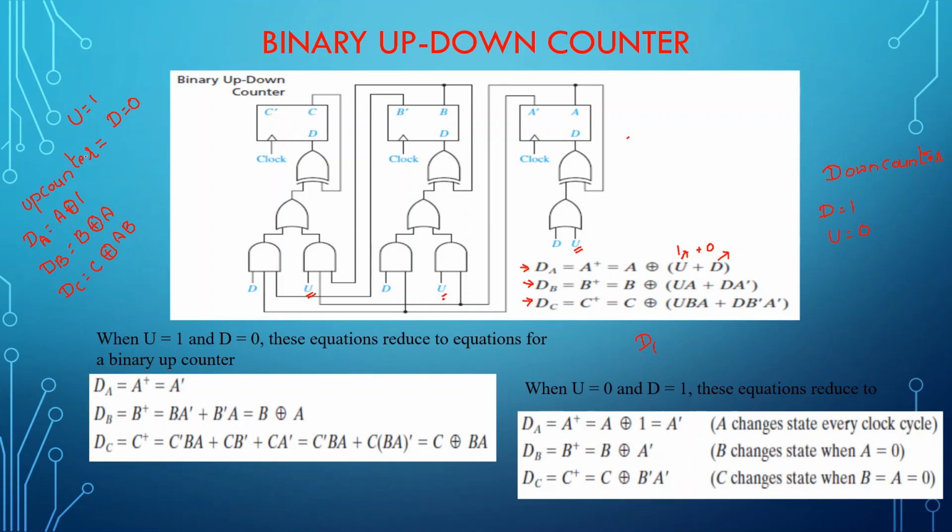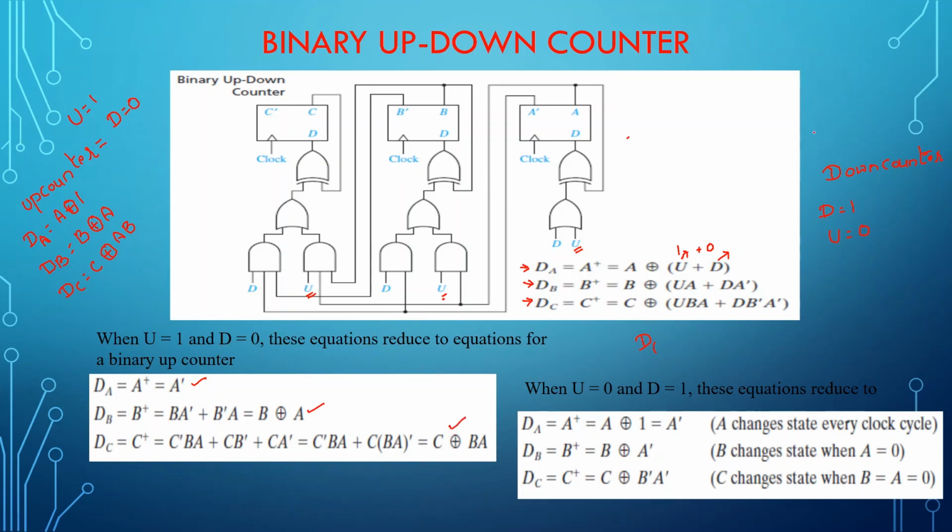Very similarly, if you want the equation for DB, you need to make D equal to low and U equal to 1. So this will become B XORed with A, very similar to the previous thing I obtained. This was the equation I obtained for the up counter, right? Similarly, let's check the equation for DC. This is the base equation for DC where D has to be made low. When D is made low and U is made high, it will become C XORed with AB, which is the same equation we obtained previously.